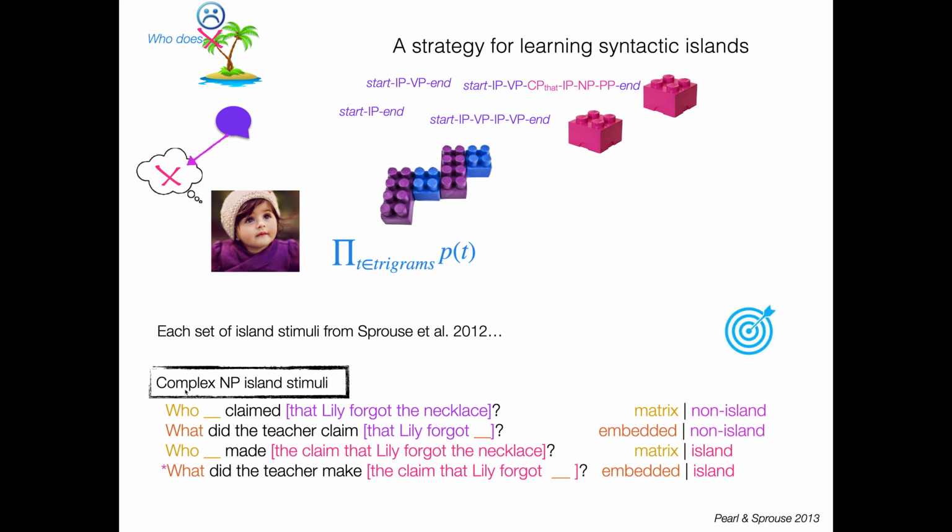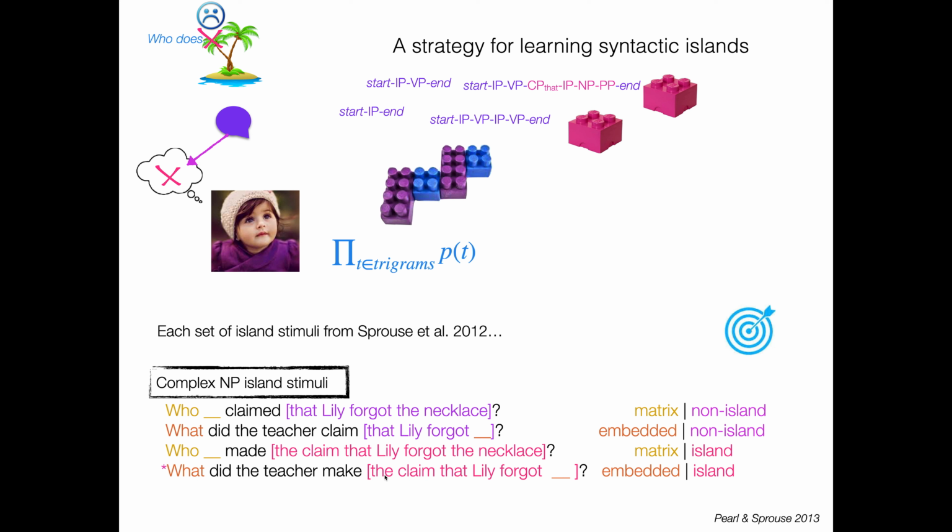Just as a quick recap, we have, for example, a matrix dependency with a non-island structure in it: who claimed that Lily forgot the necklace. We have an embedded dependency, that same non-island structure. We have a matrix dependency that has an island structure later on in the utterance, and then we have an embedded dependency with that same island structure. Of course, now the dependency is crossing the island, right?